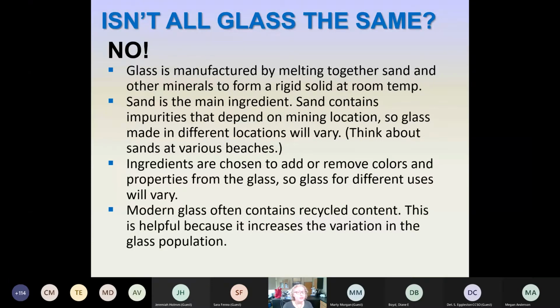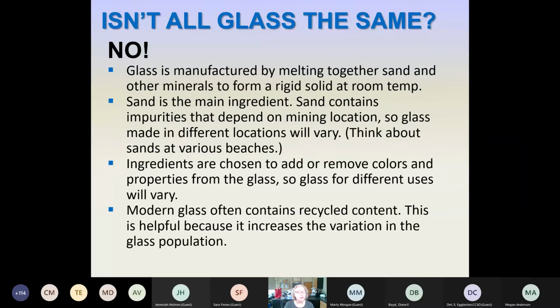Now, of course, a lot of products are shipped all over the world, so we will have a mix of these glasses in our local location, but the fact that they're made in different locations then gives us a wide variety of these characteristics to measure when we see glass samples.